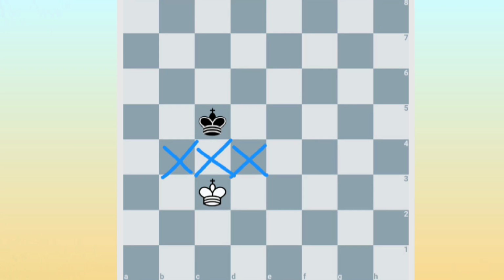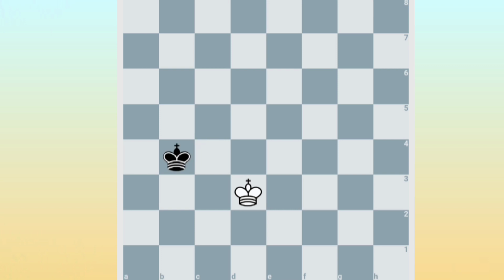So in this situation, if it is black to move, then black will lose control of one of the three critical squares in front of him. And if it is white to move, then white will lose control of one of the three critical squares in front of him. So let's see, if it is white to move, then wherever white moves, he will lose control of one of the three critical squares in front of the king.